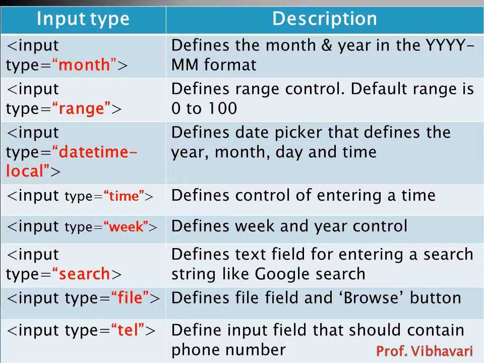Input type equal to search defines a text field for entering a search string, like a Google search. Input type equal to file defines the file field and the browse button.